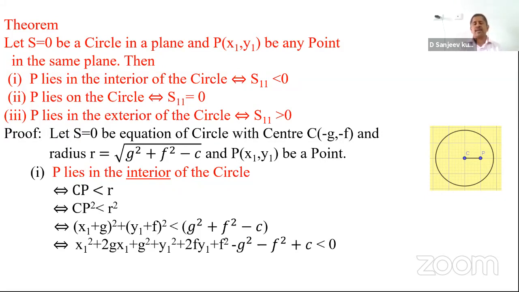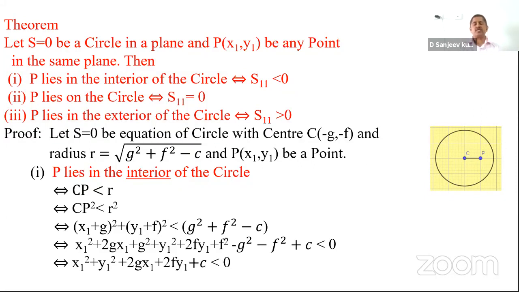Can you cancel plus g square and minus g square? Now, what about f square and minus f square? You can cancel it off. So the g square term will cancel with the g square term, and the f square term will cancel with the f square term. So what is going to happen? You'll not have any g square term, you'll not have any f square term. So the equation reduces to x1 square plus y1 square plus 2gx1 plus 2f(y1) plus c is less than 0.